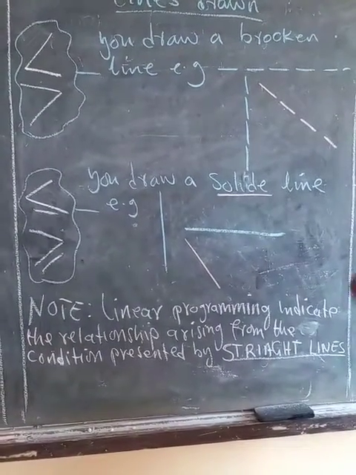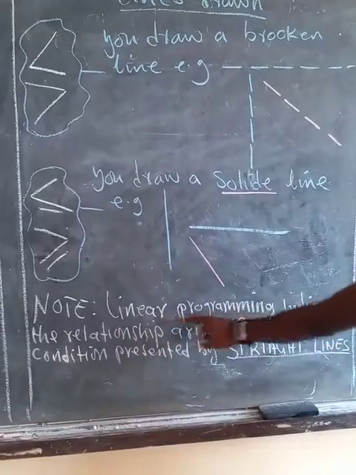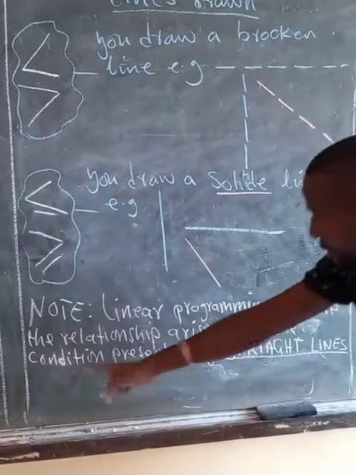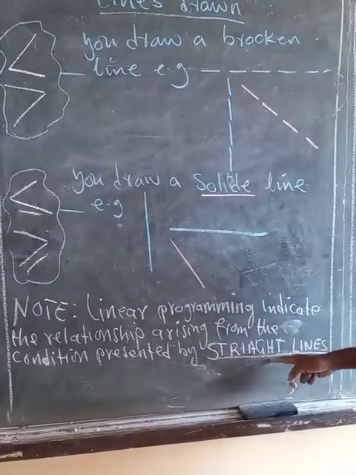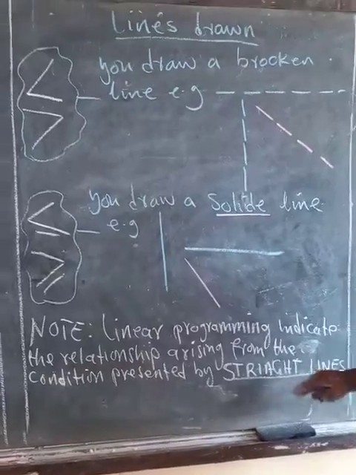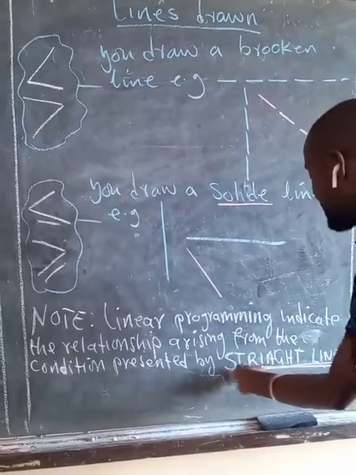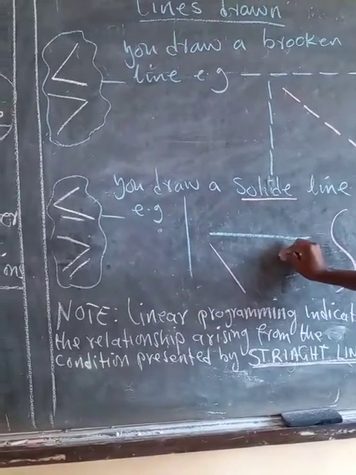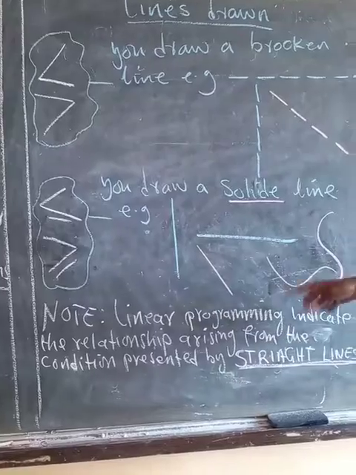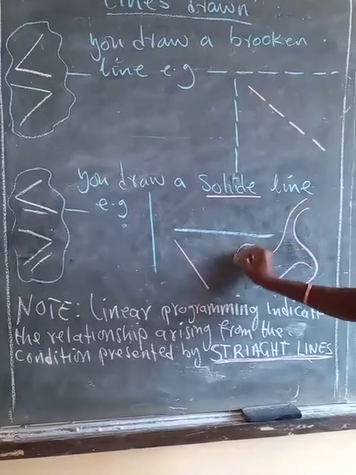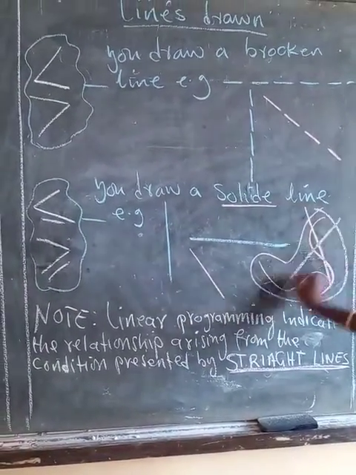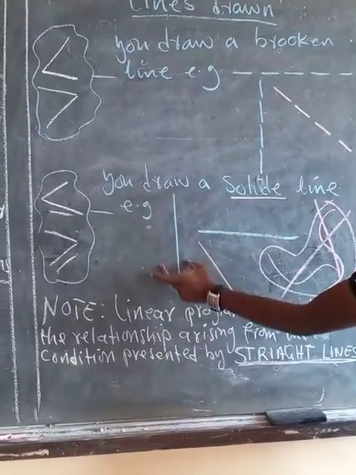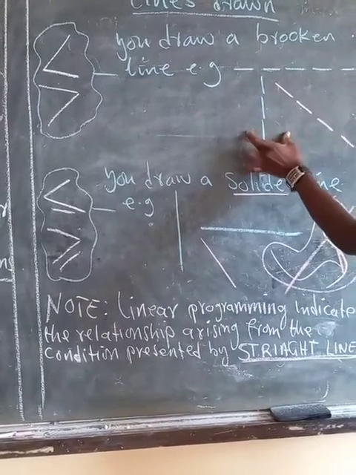And things to always note under linear programming is that linear programming indicates the relationship arising from a condition presented by a straight line. So here we are simply talking of a straight line. You will not find a line which is in this form or a line which is going to be in this form in linear programming. Once you see this kind of a line in linear programming, then just know that your work is wrong and you will correct your work. You always have to get either solid straight lines or broken straight lines.